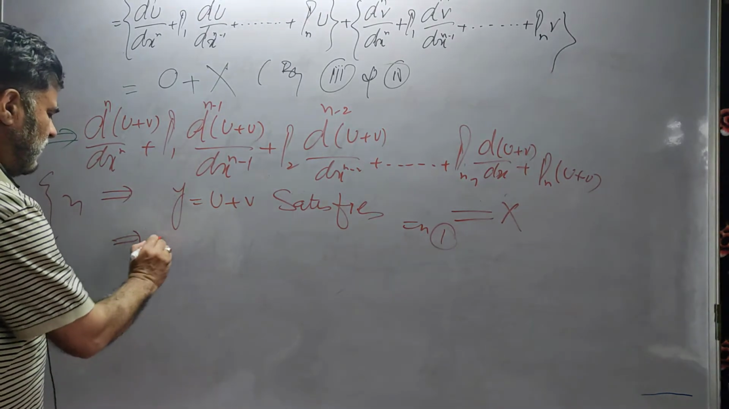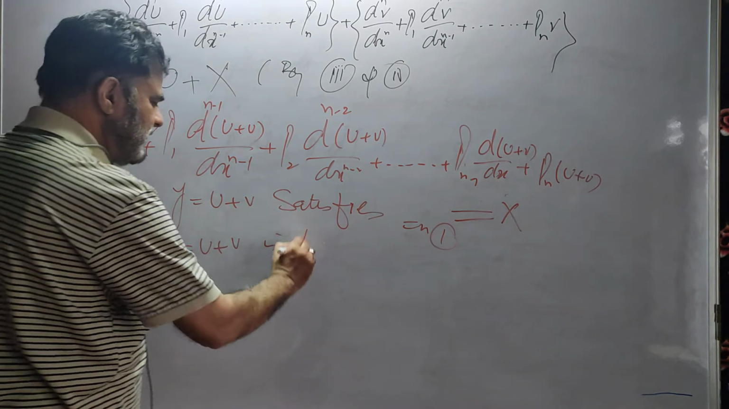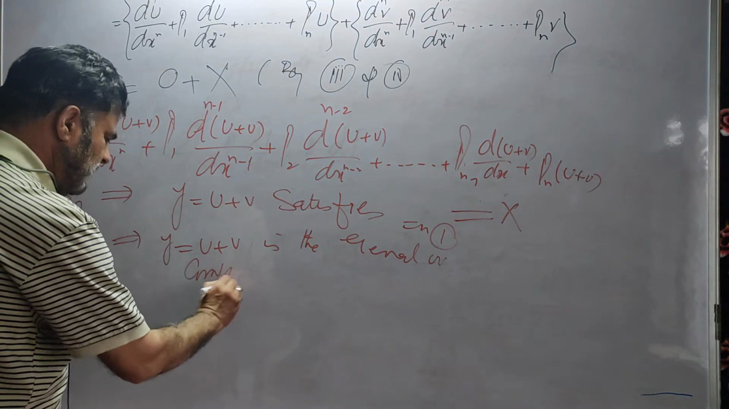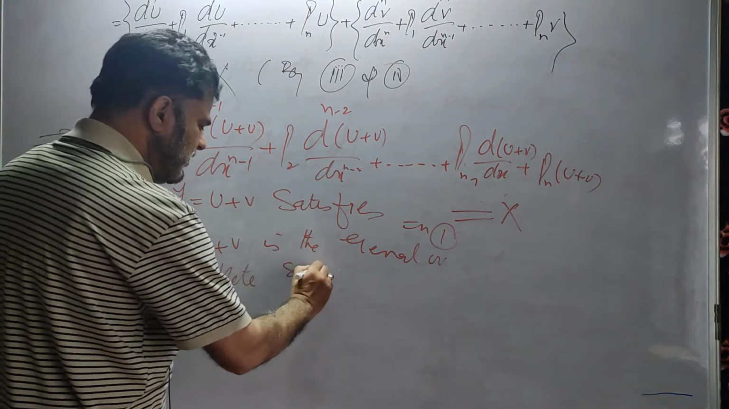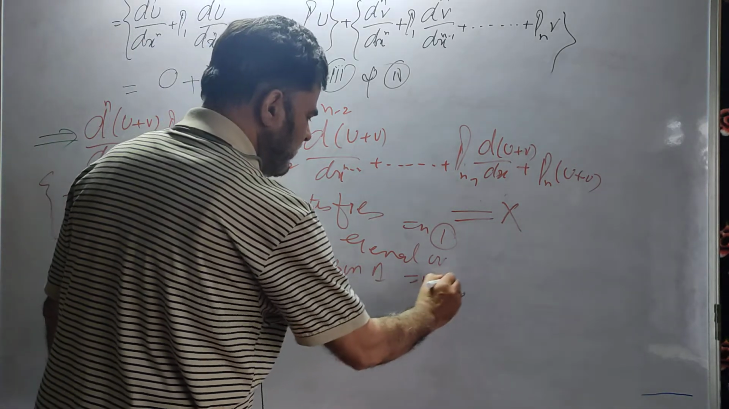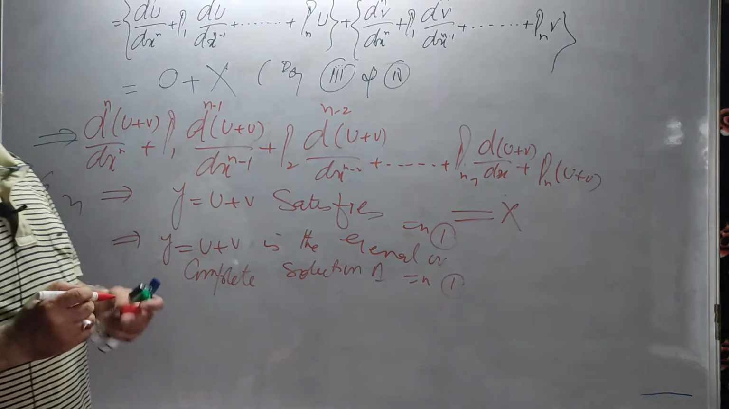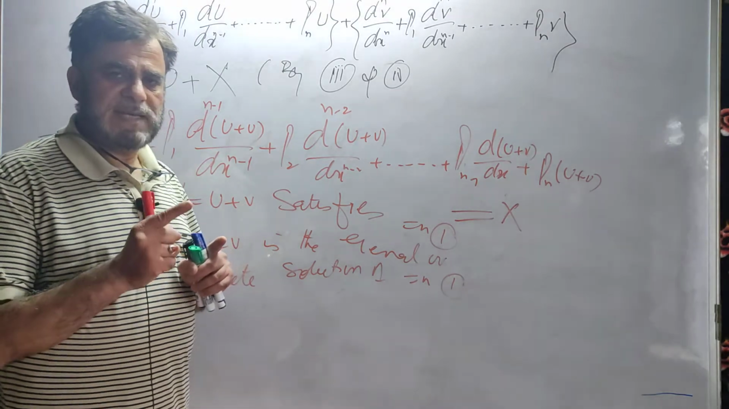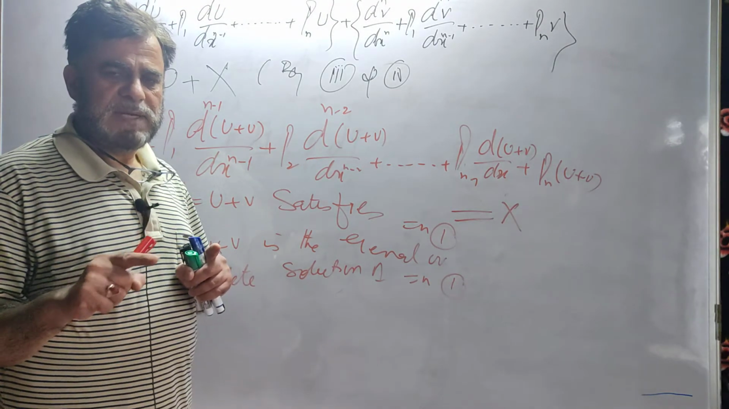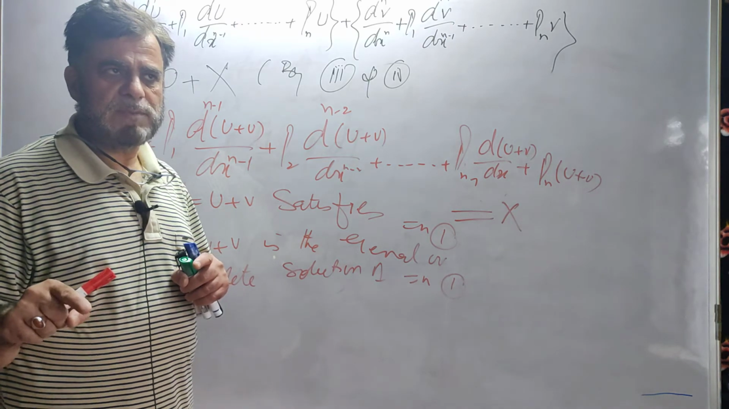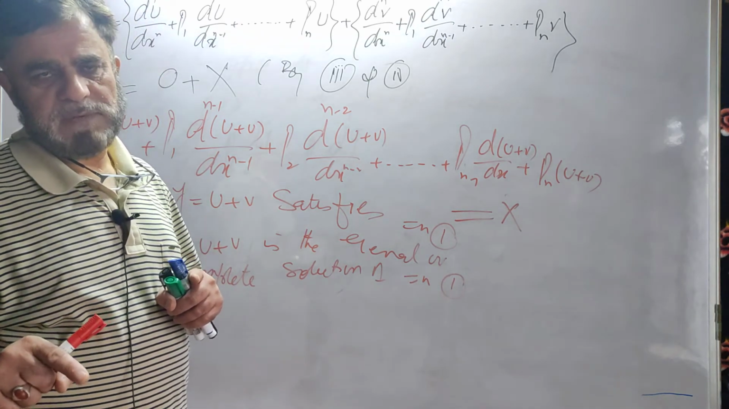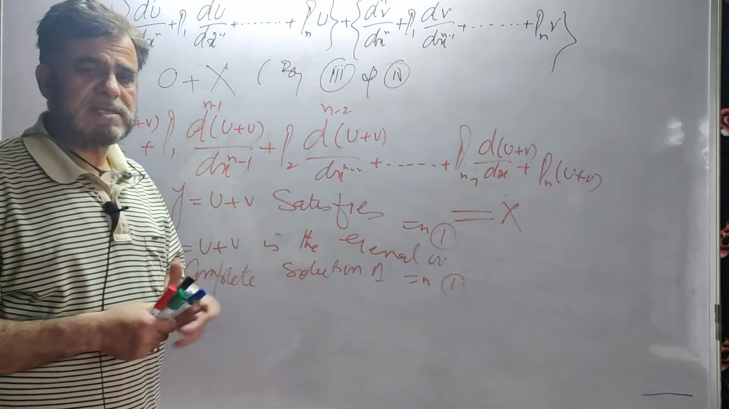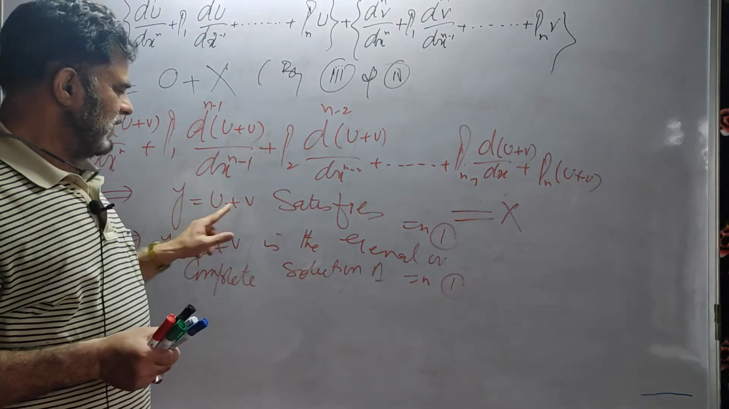So this implies that y equal to u plus v is the general or complete solution of equation number 1. Now we have come to a very important conclusion: when we have to solve equation number 1, which was d^n y/dx^n plus p1 d^(n-1)y/dx^(n-1) plus and so on to pn y equal to x, where p1, p2, and so on to pn are constant coefficients of the differential equation, then its solution consists of two parts. One is u, another is v.